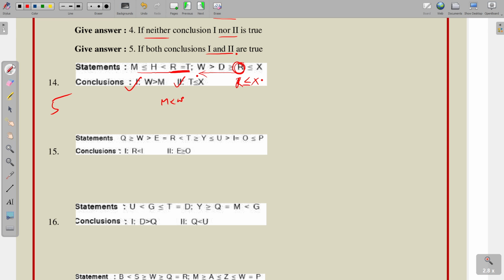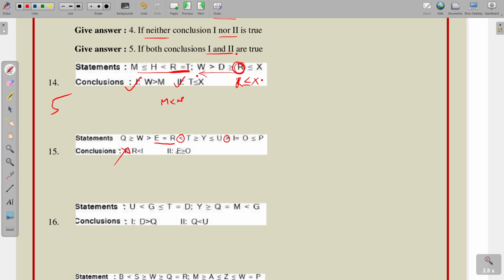Next. So R less than I. So see R here, I here. So here we have opposite signs. So first one is not correct. Next, E greater than or equal to O. So E here and O here. Here also we have opposite signs.